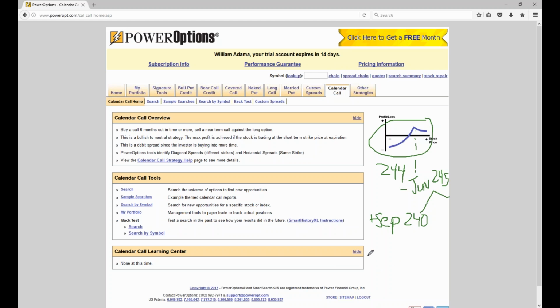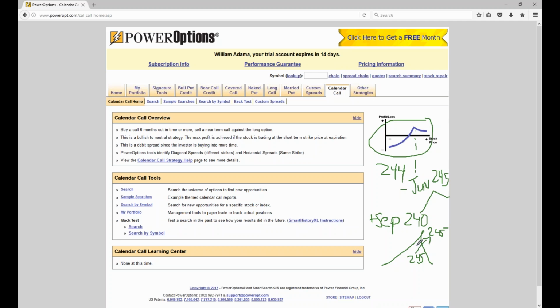Many investors like to do what's called the horizontal. Some refer to it just as a calendar spread, but it's a horizontal, where it's more of a tent profit and loss chart, where I'm selling the 245 June, but I'm also buying the August or September 245.